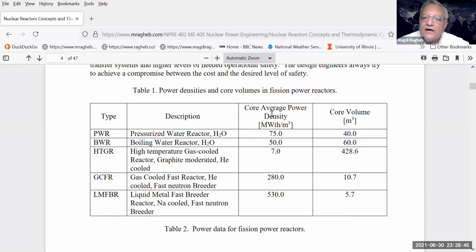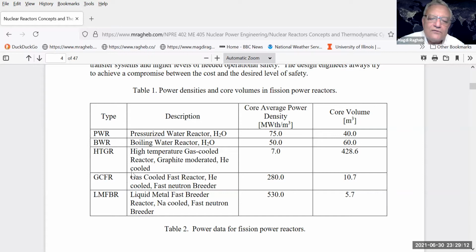In that case, the average core power density is much lower than for using water, and the core volume would definitely be much larger accordingly for the same amount of energy that you produce. The high temperature gas-cooled reactors can use a moderator like graphite. Graphite is what we use in our pencils. It's not lead pencil, it's not lead, obviously, it's graphite.